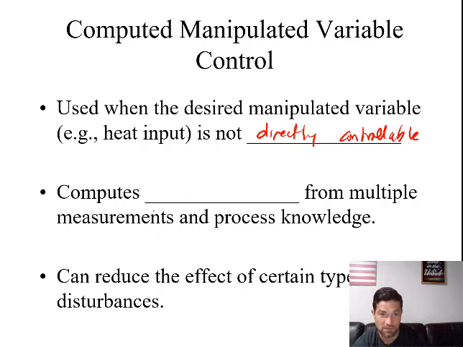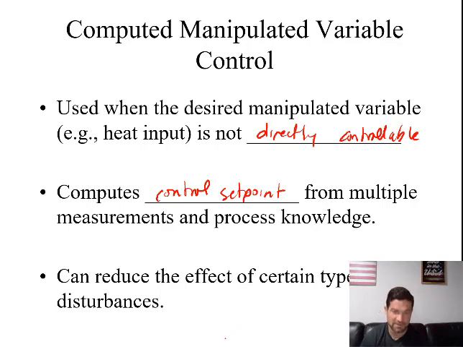So it computes the control set point. A computed manipulated variable computes the control set point from multiple measurements and from process knowledge. So again, we'll measure multiple parameters. We might have to use other types of constants or information about the system to calculate something. And this can reduce the effect of certain types of disturbances and provide better control than if we base the feedback control loop on the measurement of a single parameter.